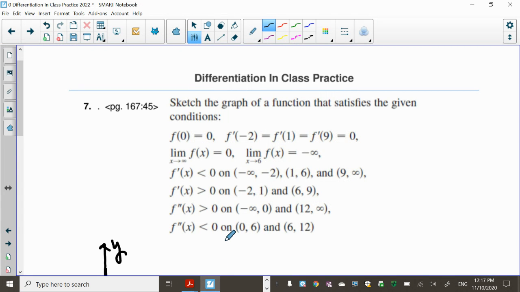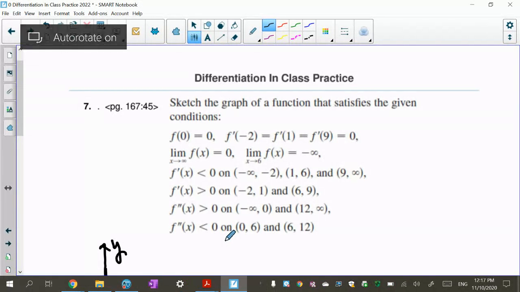Okay, this is differentiation in class practice number 7. And here's another sketch of the graph of the function that satisfies the given conditions. Now, there's a lot more on this one, so I'm going to go through all the clues, if you will, so we can do a nice sketch. So first of all, the important part is they tell me f of 0 is 0.